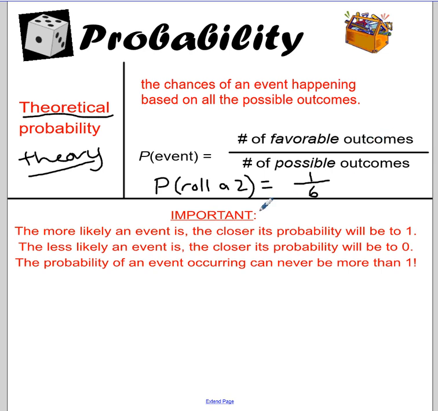So we kind of talked about this a little bit ago. Just some important things to remember. The more likely an event is, the closer its probability will be to 1. The less likely an event is, the closer its probability will be to 0. And the probability of an event occurring can never be more than 1. One other thing that you should know, hopefully you know this already: when you list probabilities, you can list them as fractions, decimals, or percentages. Any of that is fine. All right, so there's your definition for theoretical probability.